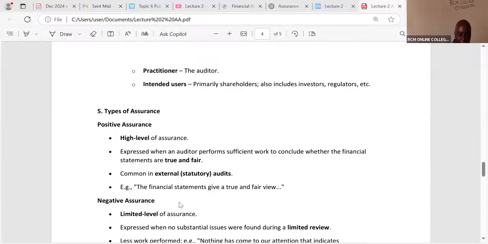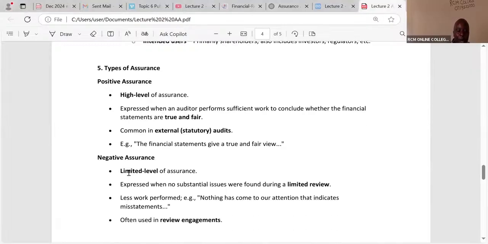And listen to this. Negative assurance. When does it work? With negative assurance, we are looking at what we call a limited level of assurance. It's some kind of comfort I'm giving you, but very little. Because the time you gave me to do the work was also very little, and the resources you are giving me to do the work are very little. All right. So I'll be able to give you what we call negative assurance. It is expressed when no substantial issues were found during a limited review. The review was really limited because the resources were scarce, no time, no nothing.